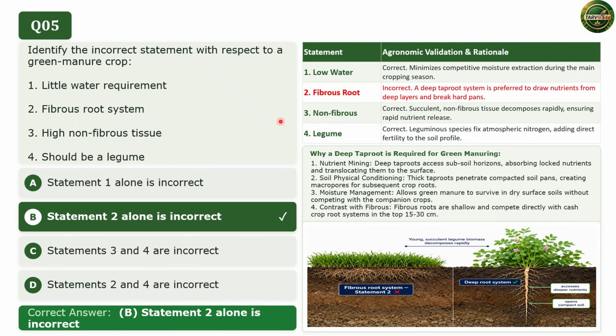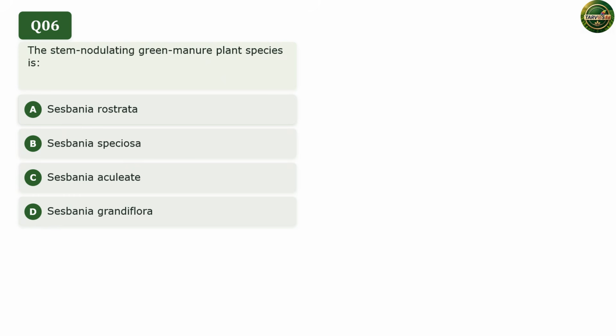And in case of root system, instead of shallow fibrous root system, a deep taproot system is preferred because the taproot system can explore the subsoil and recycle the nutrients to the surface, and also opens the channels through the compact layers. So the green manure should have a deep root, soft shoot, and low water requirement, and it should preferably be a legume. Next question is, the stem-nodulating green manure plant species is.